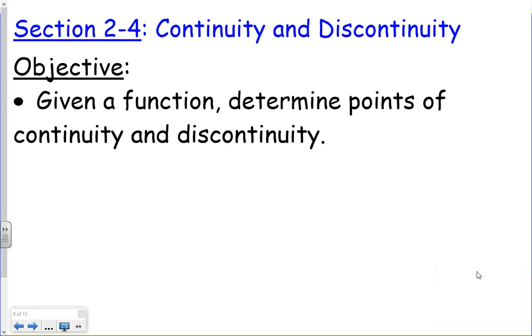All right, take a look at section 2-4. We're on page 45 in your book. The title of this section is Continuity and Discontinuity. Our objective here is, given a function, determine points of continuity and discontinuity.